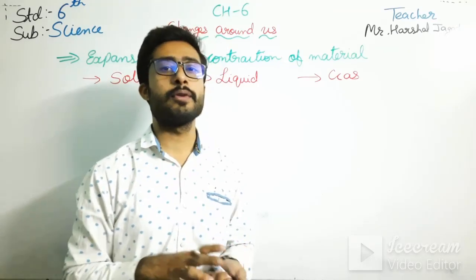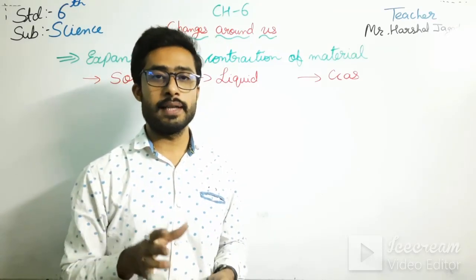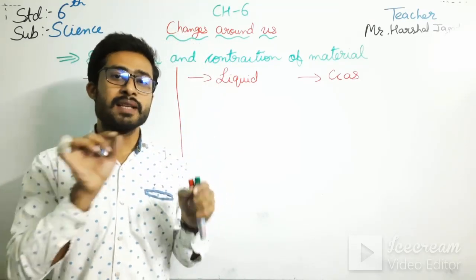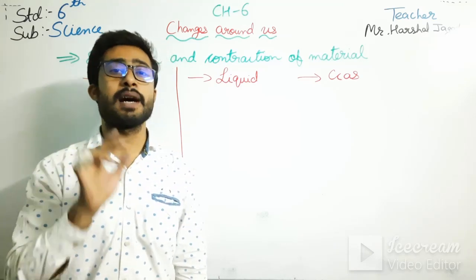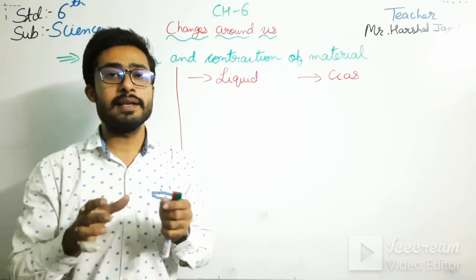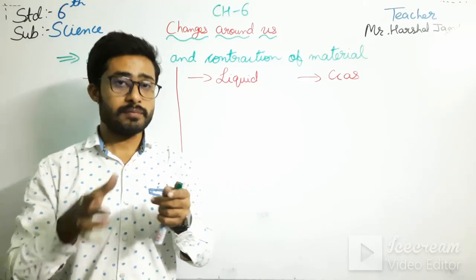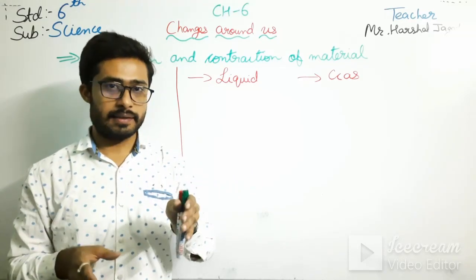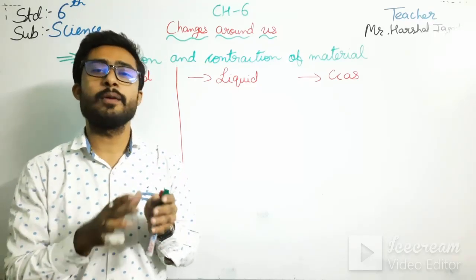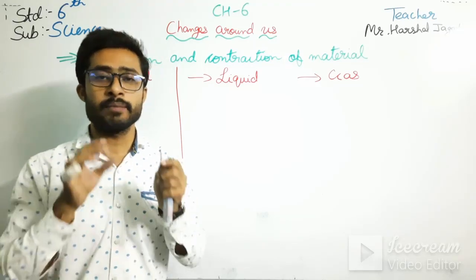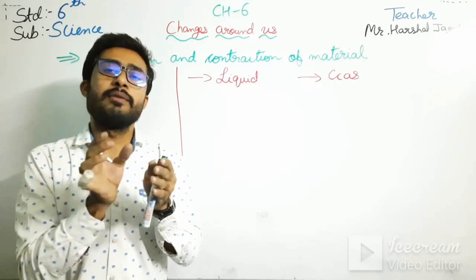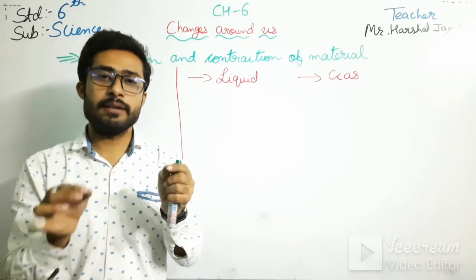Here in your textbook you can see a picture of rail lines. In between the two rail lines there is a gap. Why is it there? Because when iron is heated, it expands. In the summer season the rail lines get heated because they are in the open air, directly in the sun. So it will expand.